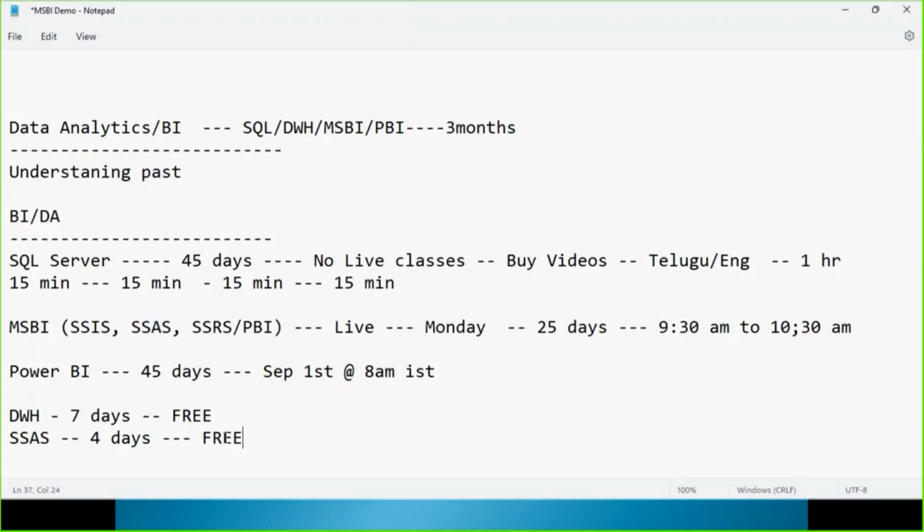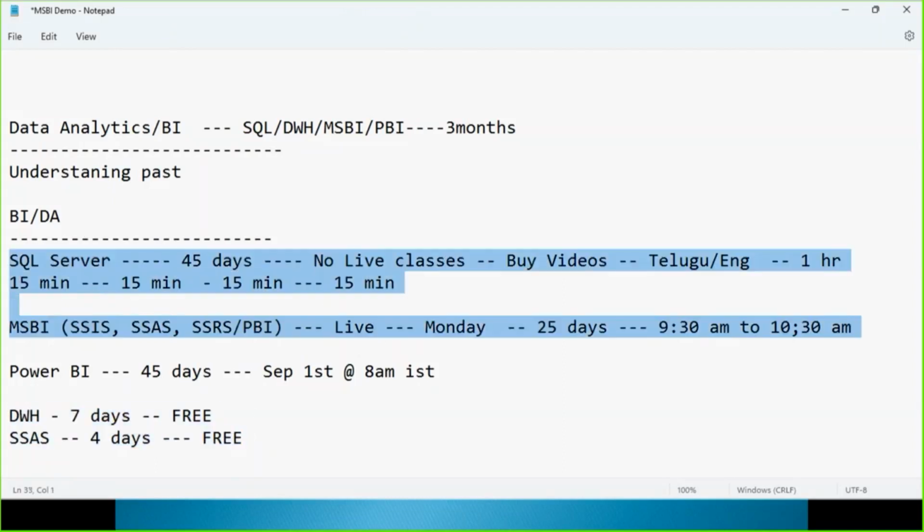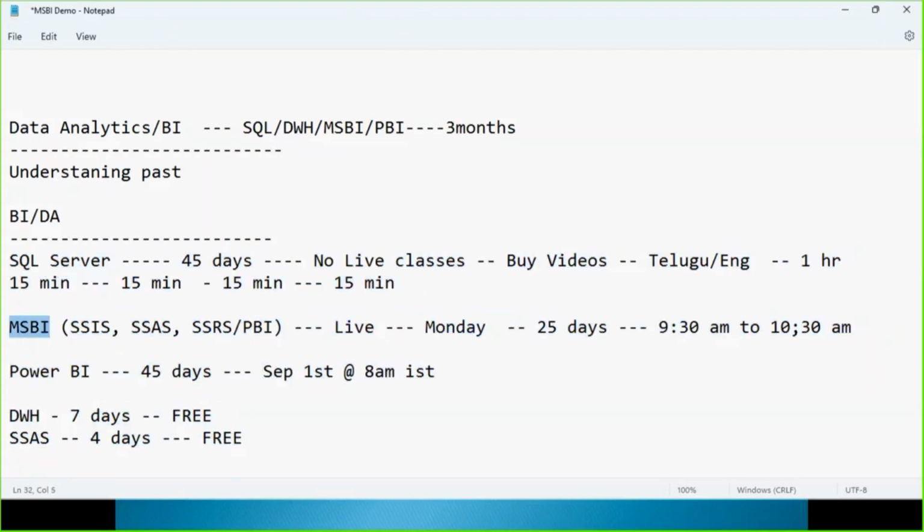So these are the things you have to be worried about. Minimum, all the data analytics will take 3 months of time. Put together, you can complete everything in 3 months, and one project is also included. So you can learn SQL Server and MSBI now, or you can learn SQL Server and Power BI. MSBI we are not learning completely. SSIS we are learning. SSAS anyhow you will be able to get the free videos.